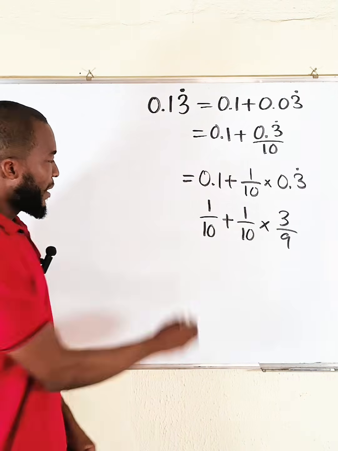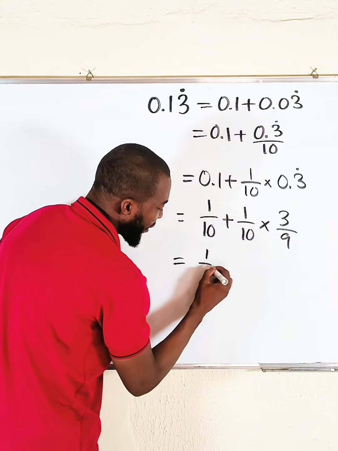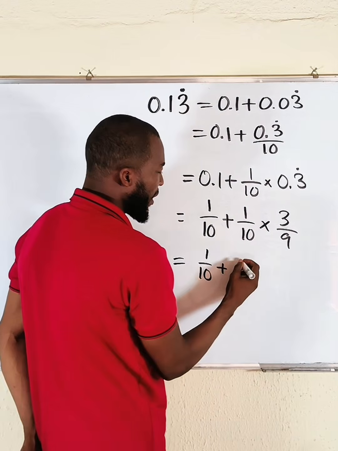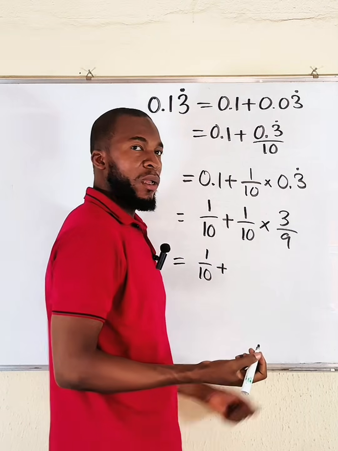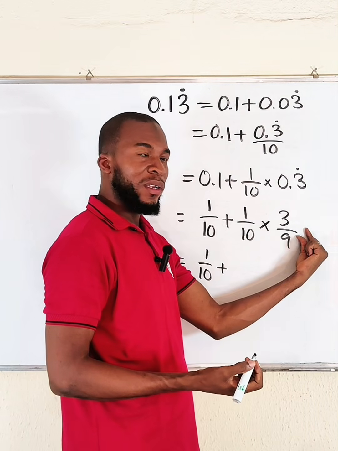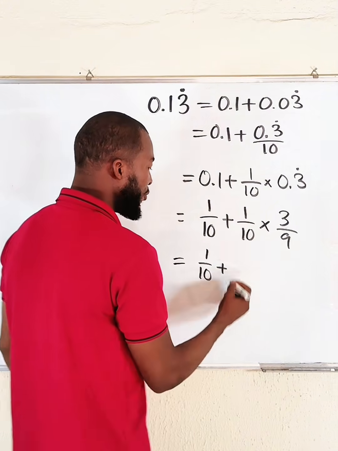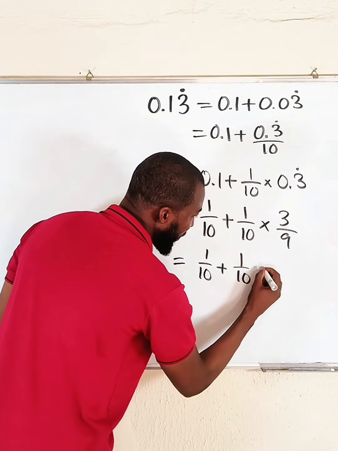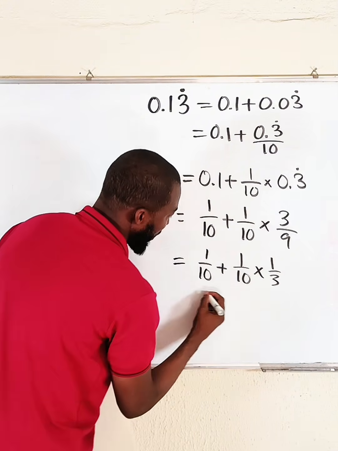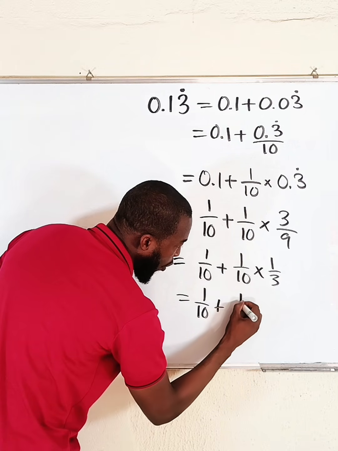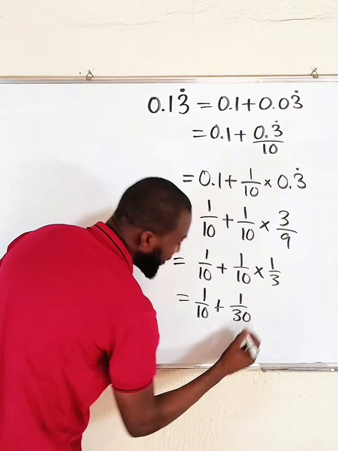Yes. 1/10 plus, if you multiply this, will give us what? Though you can write this as 1/3 because 3 can divide 3 one time and it can divide 9 exactly 3 times. So you have 1/10 times 1/3. This is equal to 1/10 plus 1/30.